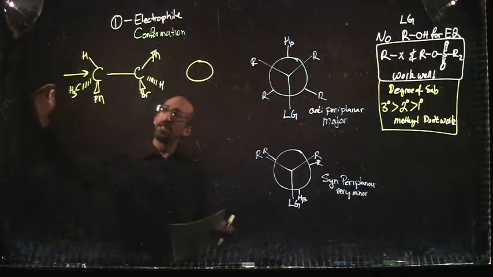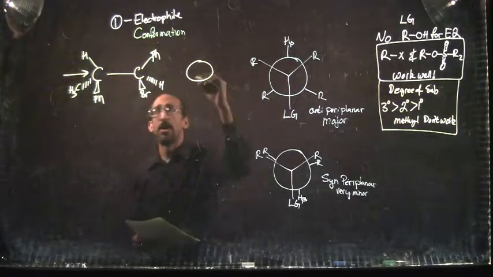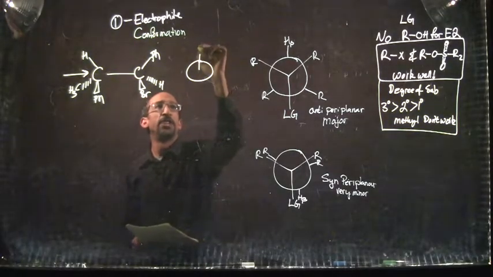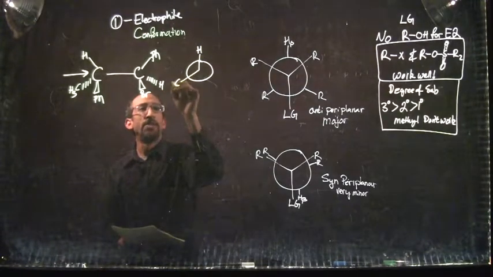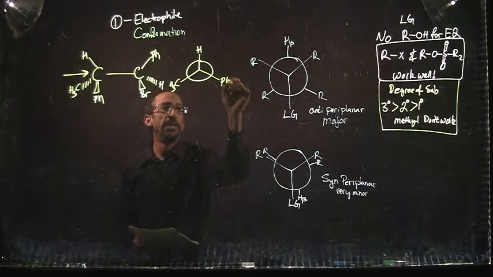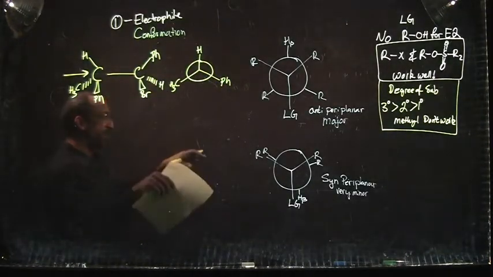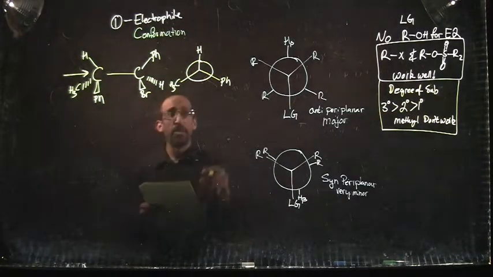So now sighting from my beta carbon to my alpha carbon, it's going to make my beta carbon my front carbon. See that I have a hydrogen up. I'll put my methyl group to this side, and I'm putting my phenyl group to that side. So again, I'm looking this way, right? And that's the orientation that I would end up with.